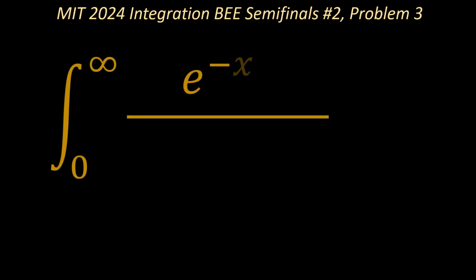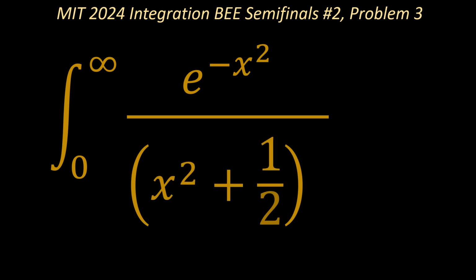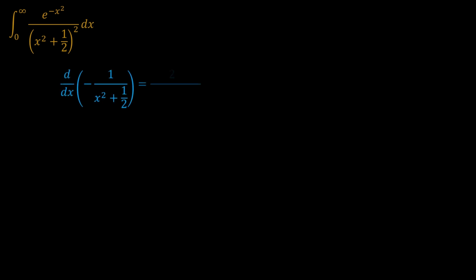On to problem number 3 of the semifinals number 2 of MIT 2024 Integration B. That is the integral from x equals 0 to x tending to infinity of e to the power negative x squared over x squared plus half all squared. Into the problem, the first thing that popped out when I looked at this problem was the derivative of negative 1 over x squared plus 1 over 2, which is the same as 2x over x squared plus a half squared.